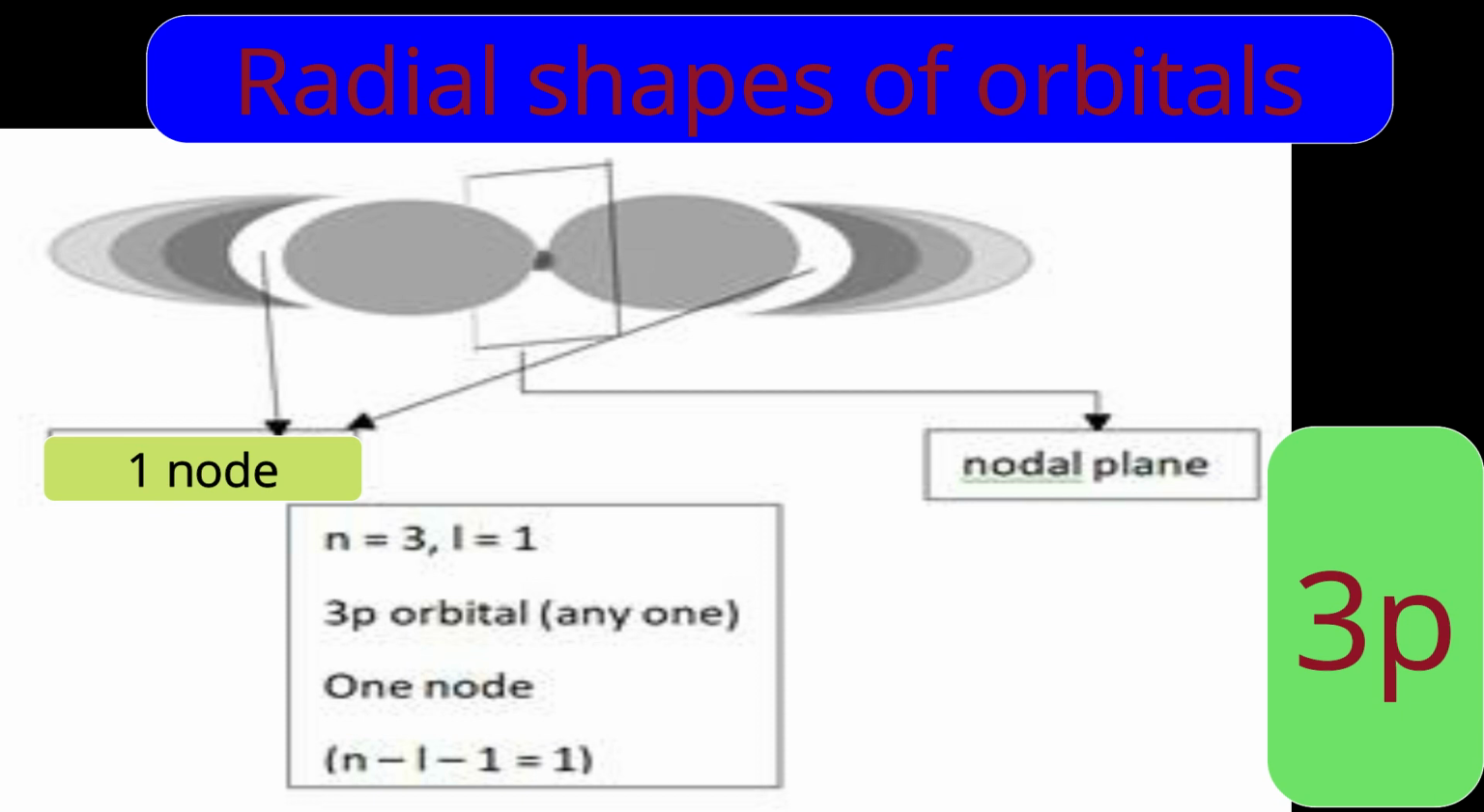The formula is n minus L minus 1. n is equal to 3, L is equal to 1. So 3 minus 1 minus 1. Answer is 1. Yes, so one node is present.